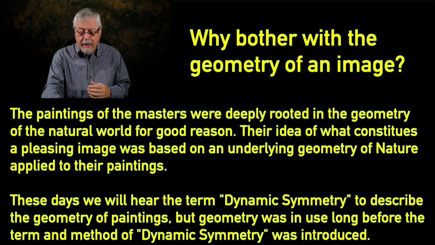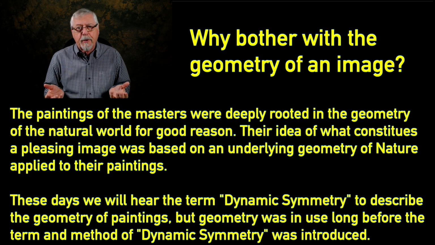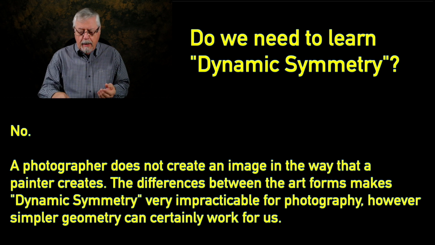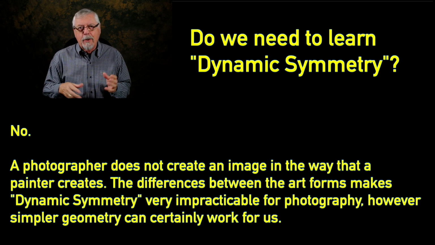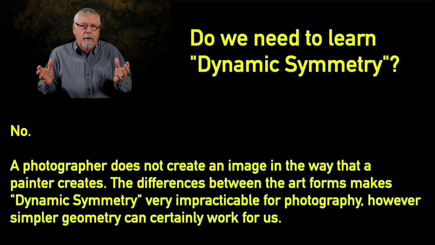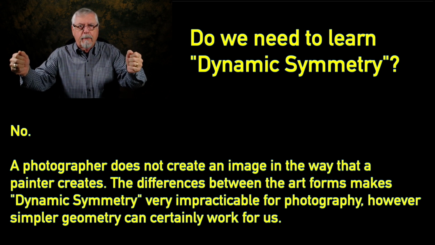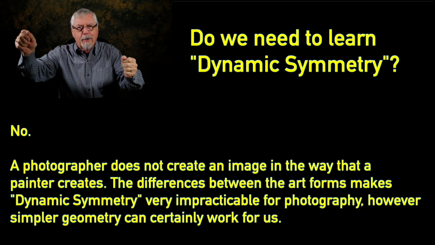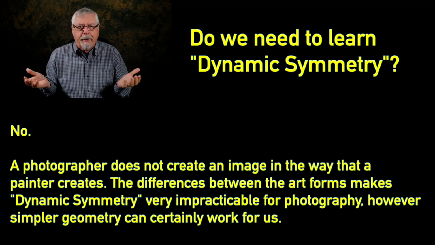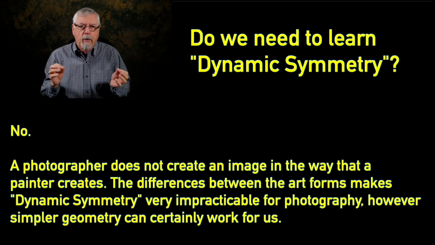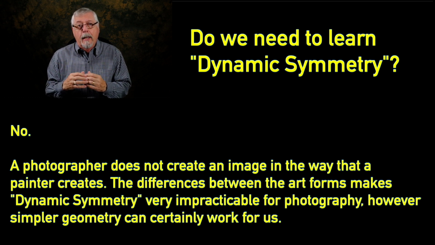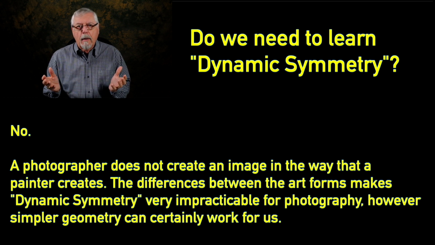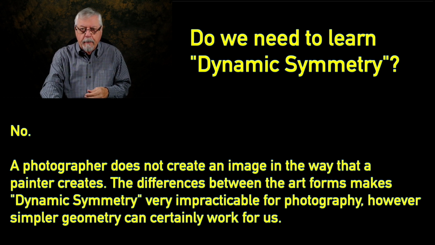But unfortunately, it's not very useful for photographers because with dynamic symmetry, you can draw lines on a canvas. But what are you going to do for a photo? Put a glass plate in front of the subject and draw lines on the glass plate? That's not going to work. But there are a few elements of dynamic symmetry that we can put to use. So we'd kind of cherry pick a few things out of it to help us compose better pictures.